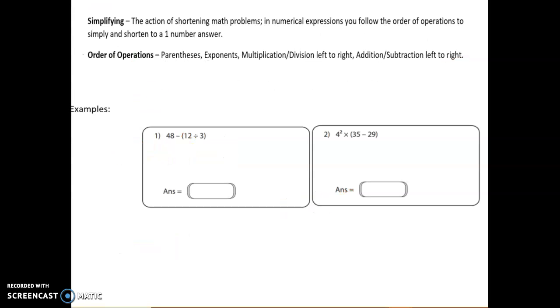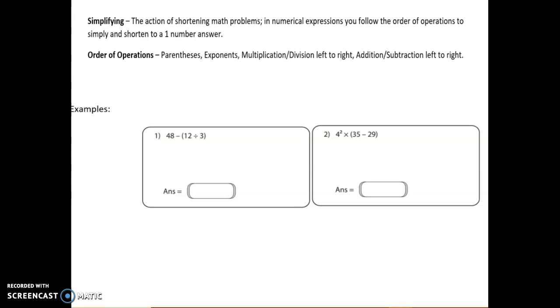So simplifying, that's the first task we're going to be looking at. It's the action of shortening a math problem. In numeric expressions, you follow the order of operations to simplify and shorten it to a one number answer. I also put in there the order of operations, just as a quick refresher. We work with parentheses first, then exponents. Multiplication and division is next, working from left to right. And the last step of your order of operations would be to complete any addition and subtraction operations, again from left to right.